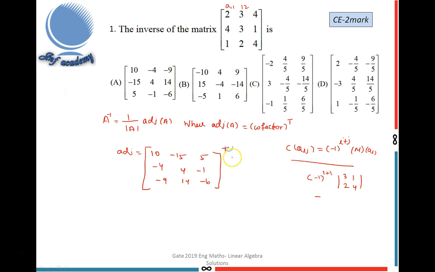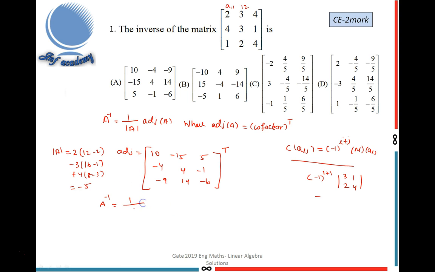Adjoint of A equals cofactor matrix transpose. So A inverse equals 1 by determinant of A. So I should find determinant A. How to find determinant A? 2 into 12 minus 2, minus 3 into 16 minus 1, plus 4 into 8 minus 3. Finally, I got minus 5.